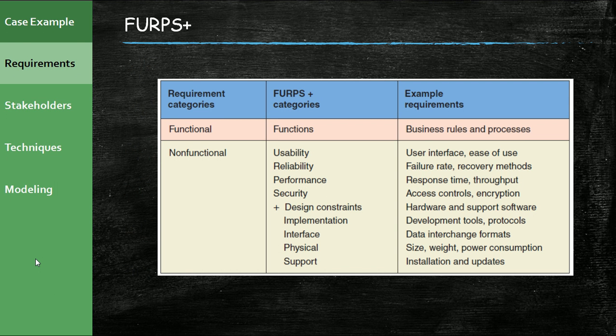Here's an example of some additional categories like design constraints, implementation, interface, physical, support, how you do installations and updates. So for interface, that would be like data interchange formats. Maybe, for RMO, they would have to support EDI because that's how they're going to interface with some of their suppliers. EDI is just the standard for interfacing with suppliers. So that might be something that they have to support. So those would be non-functional requirements.